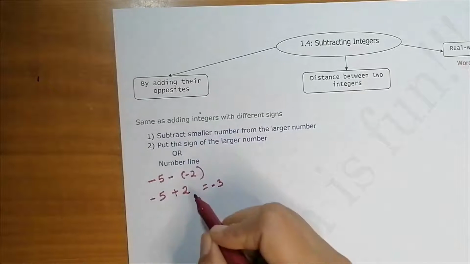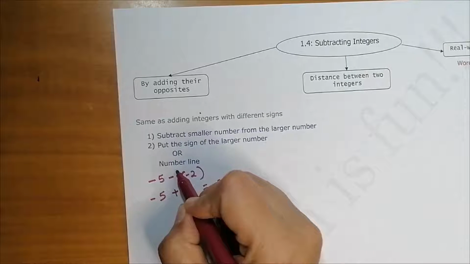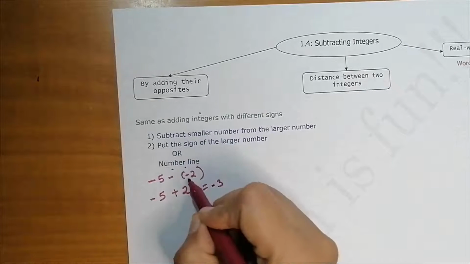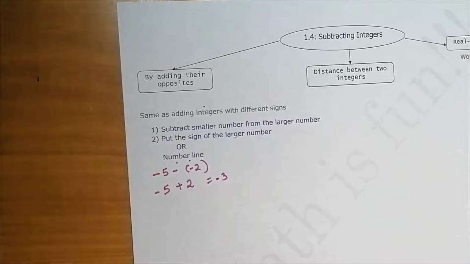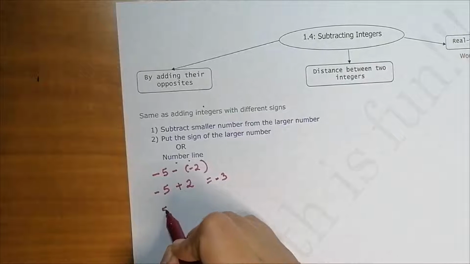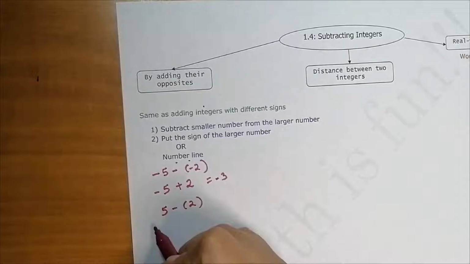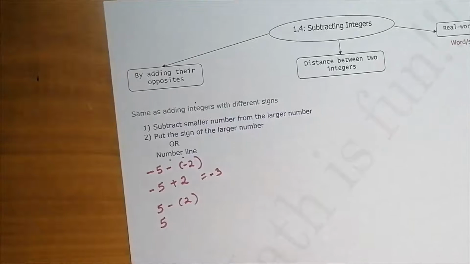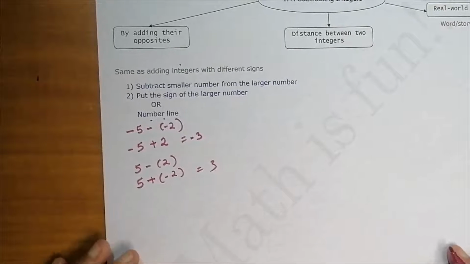If you don't remember that you have to add the opposite, simply know the rule: minus times minus gives you plus. So you follow that rule. Let's take another example, 5 minus 2. First we write the first number as it is. Then you add the opposite, and this is again 3 here. So this is how you solve these problems.